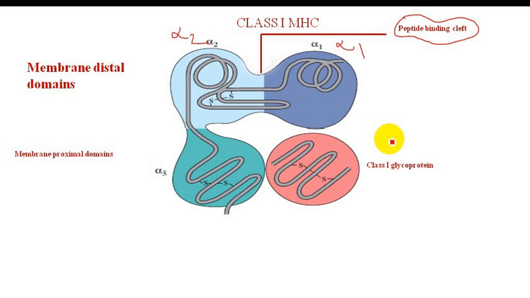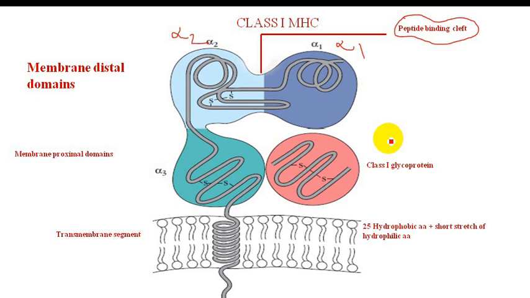So the membrane proximal domain consists of alpha 3 and beta 2 microglobulin. Remember students that beta 2 microglobulin is very similar to alpha 3. Next we have a transmembrane segment. The transmembrane segment consists of 25 hydrophobic amino acids and a short stretch of hydrophilic amino acids, and finally a cytosolic tail. The cytosolic tail consists of 30 hydrophilic anchor segment amino acids.